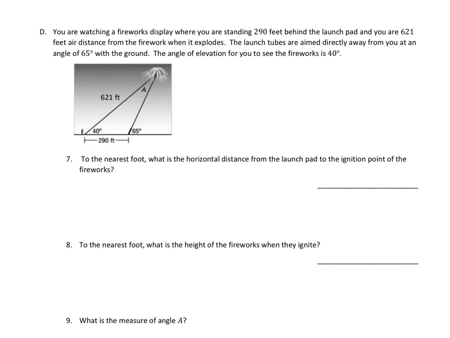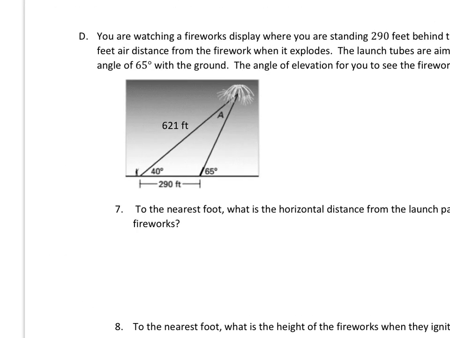On part D, some important things to note. You are watching the fireworks display from where you're standing 290 feet behind the launch pad. So the launch pad is here, it launched the firework up and it explodes, and you are at 621 feet air distance from the firework when it explodes. So there's a couple things you're looking for. The angle of elevation for you to see the firework is 40 degrees, and from the launch pad it is 65 degrees. So to the nearest foot, what is the horizontal distance from the launch pad to the ignition point? So that's just where it explodes here in the picture.